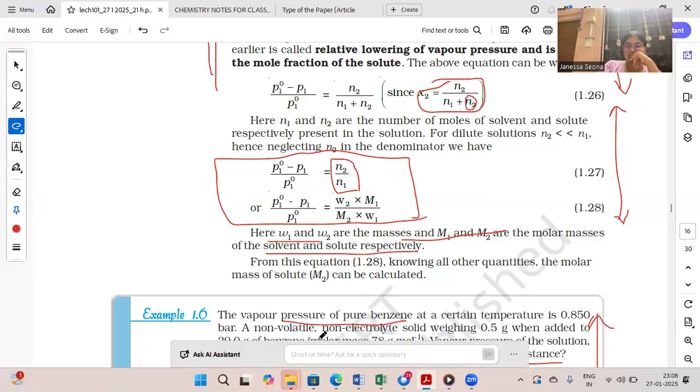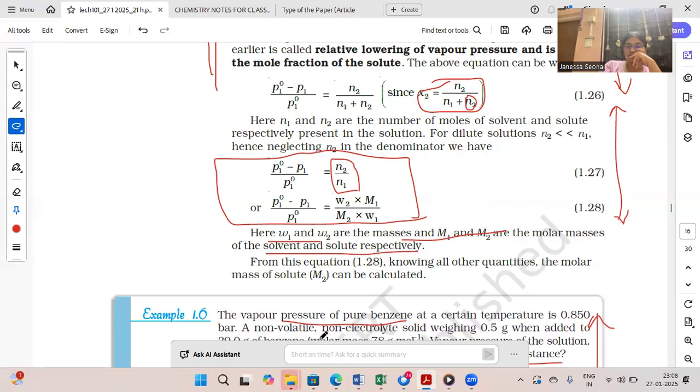When we are dealing with dilute solution, in most of the colligative properties, or even in solutions, basically, we deal with dilute solutions. In dilute solutions, the amount of solute is very, very small compared to the number of solvent particles. So N2 can be neglected in comparison with N1. So X2 turns out to be N2 by N1. Our life is made simple. What is N2? Number of moles of solute.